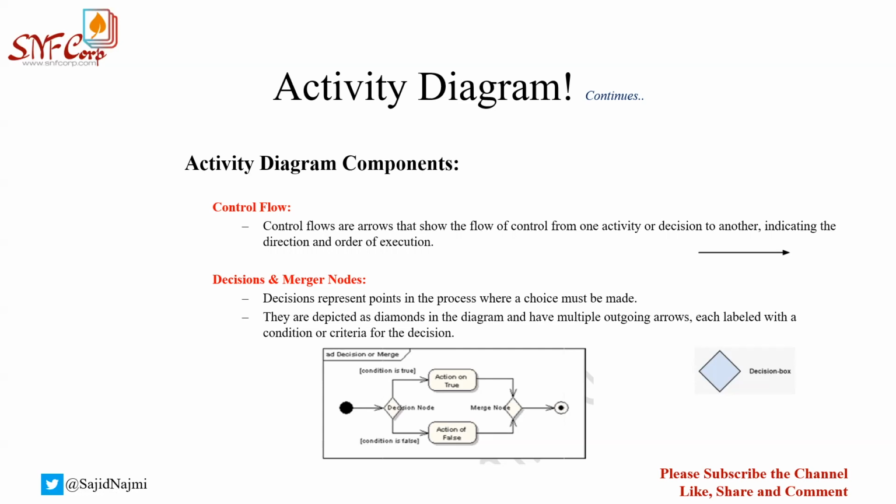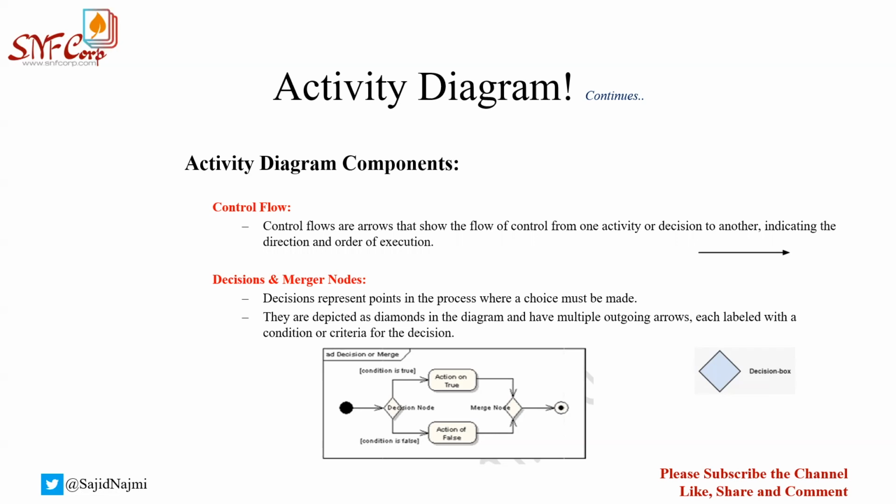If the arrow is towards the right, the flow is going right. If the arrow is towards the left, the flow is going towards the left. So the arrow will depict what direction the flow is going, either left, right, north, south, whatever. So we use this arrow to show the flow of that activity or the diagram, what direction it is going.